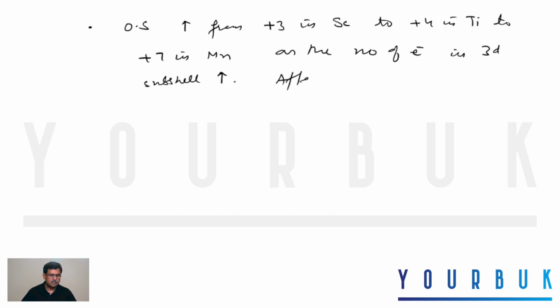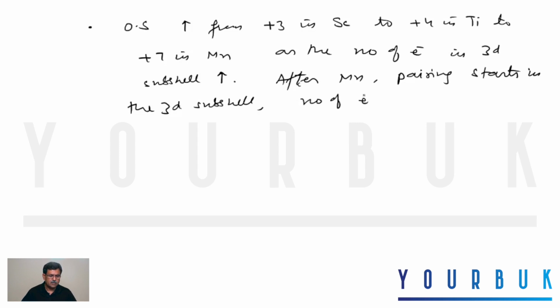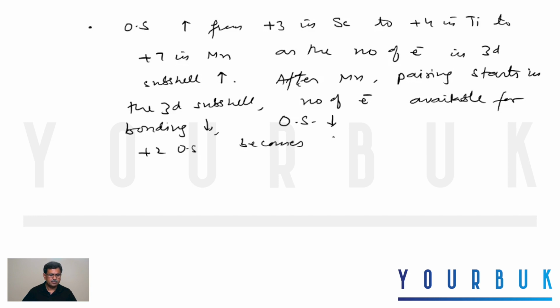Now after manganese, a pairing starts in the 3D subshell, therefore the number of electrons available for bonding decreases, oxidation state decreases, and the +2 oxidation state becomes more stable in the second half of the 3D series, as the size decreases.